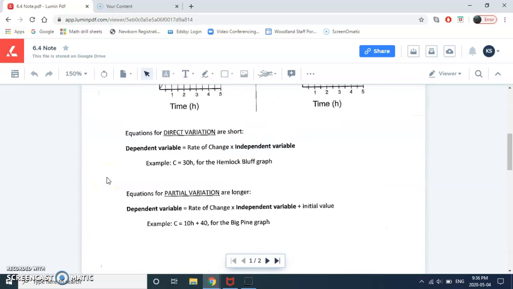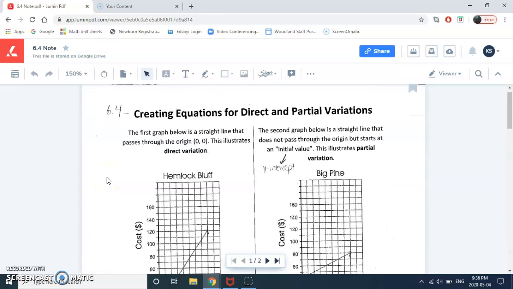So there's our crash course in finding equations for direct and partial variations.